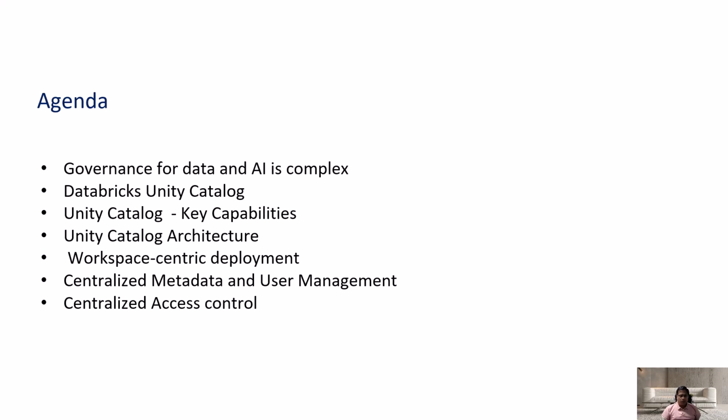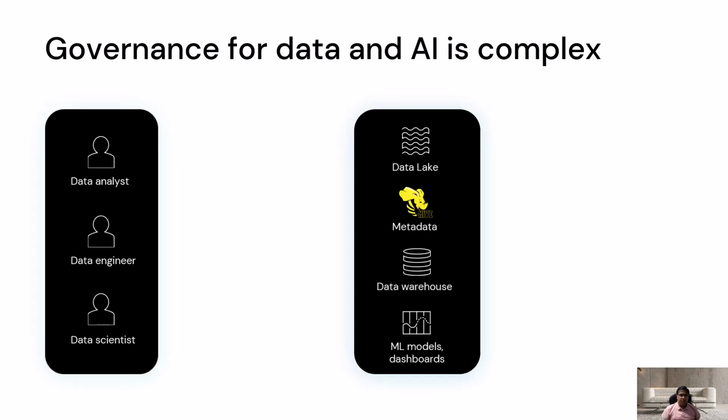Now, this is part one of the sessions, and then part two of the session will come in upcoming weeks, where I'm going to dwell deeper into other aspects of Unity Catalog. So let's get started. So let's understand why governance for data and AI is so complex, right?